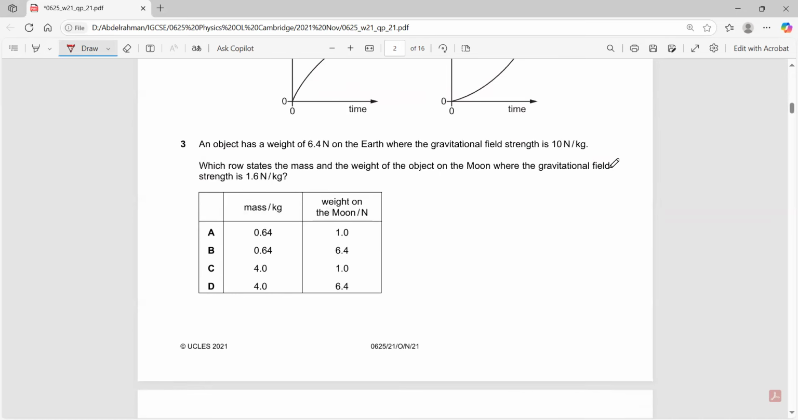Question 3. Which row states the mass and the weight of the object on the moon where the gravitational field strength is 1.6? It has a weight of 6.4 where the gravitational field strength is 10. Can I find the mass? Yes, the mass would be equal to weight over g, which is 6.4 over 10, 0.64. So this is the mass, and the mass will not change. Can I find the weight? Yes, by multiplying it by 1.6. So it would be B. I'm sorry, it's not B, it's A. Okay, when you multiply it by 1.6, it would be A.